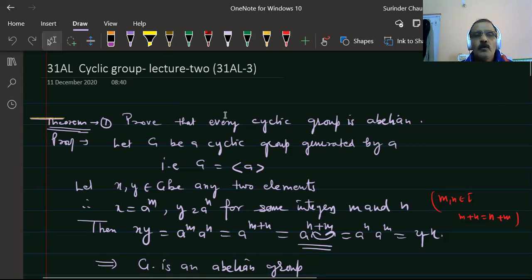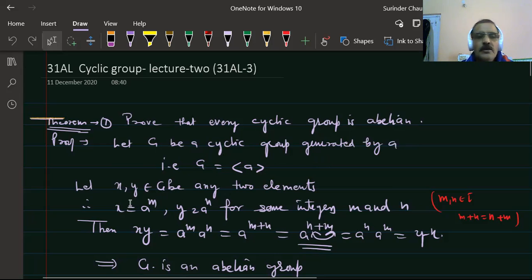So it is a group. A cyclic group is a group, so it satisfies all four axioms. Now we have to show that if a group has a generator, then it is abelian, which means a commutative group. Given: let G be a cyclic group generated by a, a generator of this group. So we can write G equal to the group generated by a.